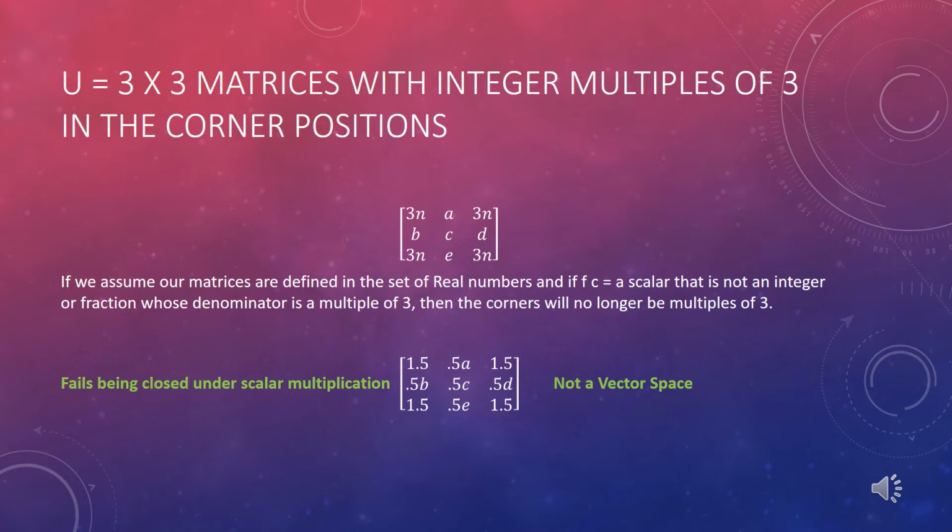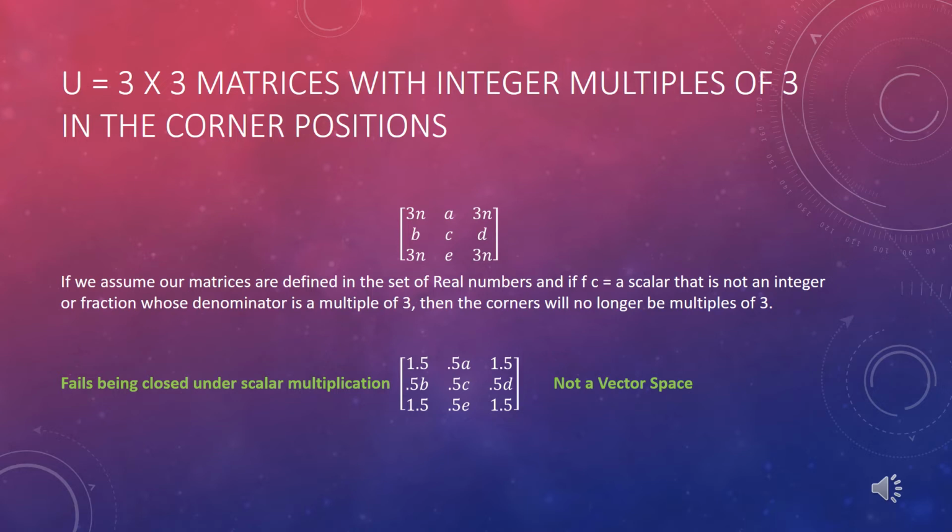12, etc. Now, 0 exists because every element in the matrix could be 0, because 0 is a multiple of 3. And it is closed under addition because if you added two matrices that were of that form, the corners would be 3 times an integer plus 3 times some other integer. You could factor the 3 out, and it would still be 3 times some integer. So it does have a 0. It is closed under addition, but it is not closed under scalar multiplication.